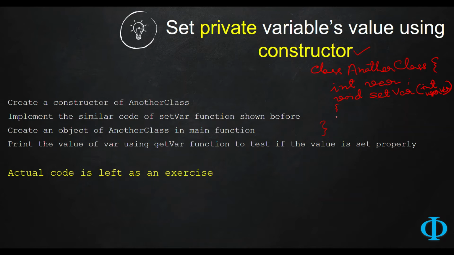And then inside this void function, we just did var equals user var, something like this. It was the setter way of setting the value of a private variable in a class. And this variable was basically private, not public. So this was one way, using the set variable setter function. Now the same thing you can do using a parameterized constructor.